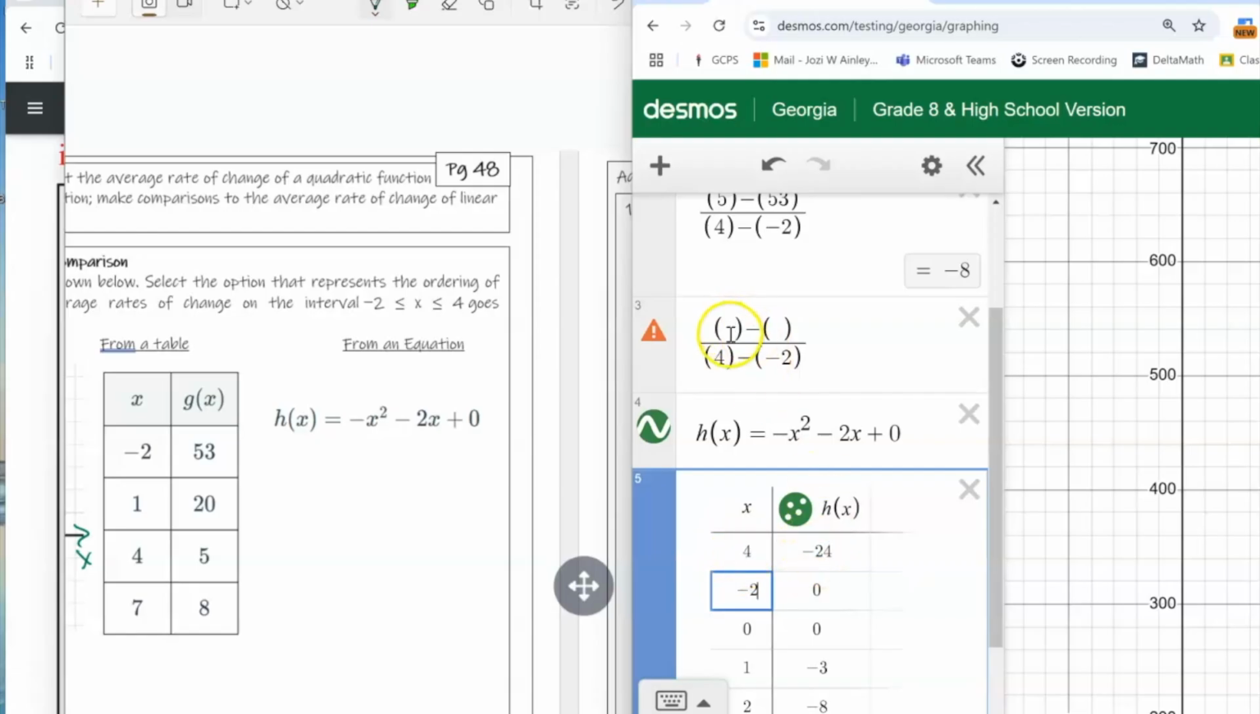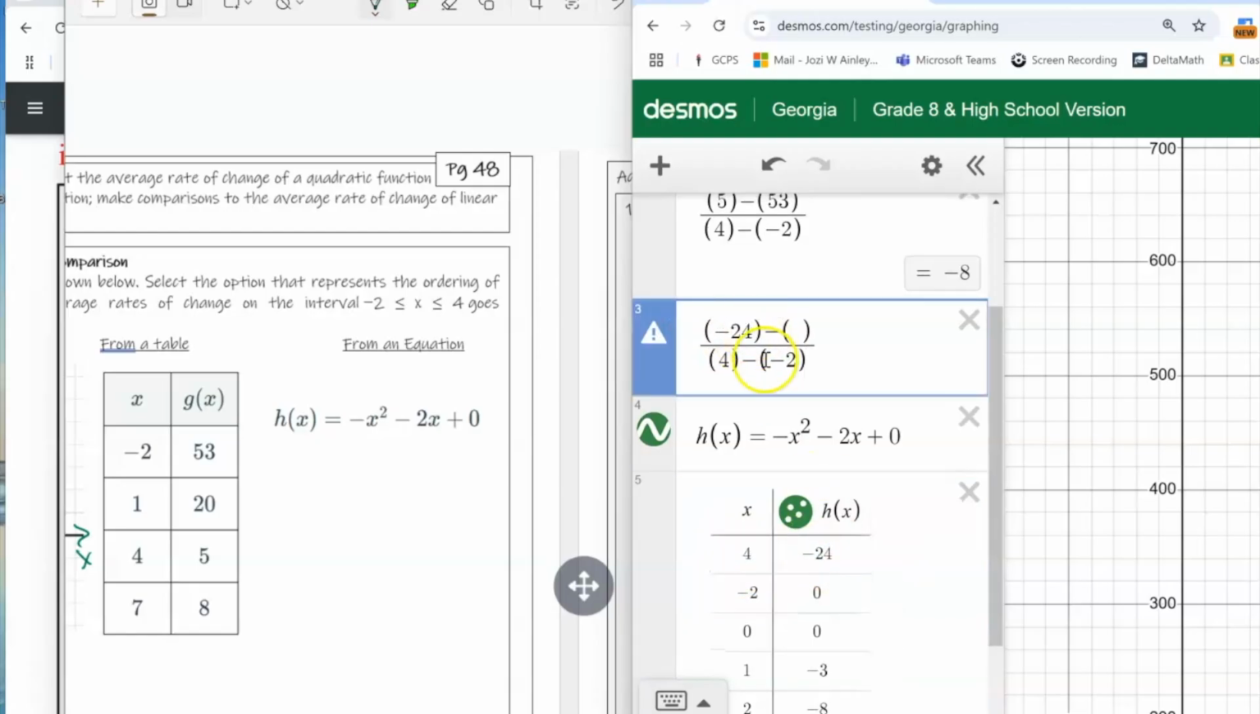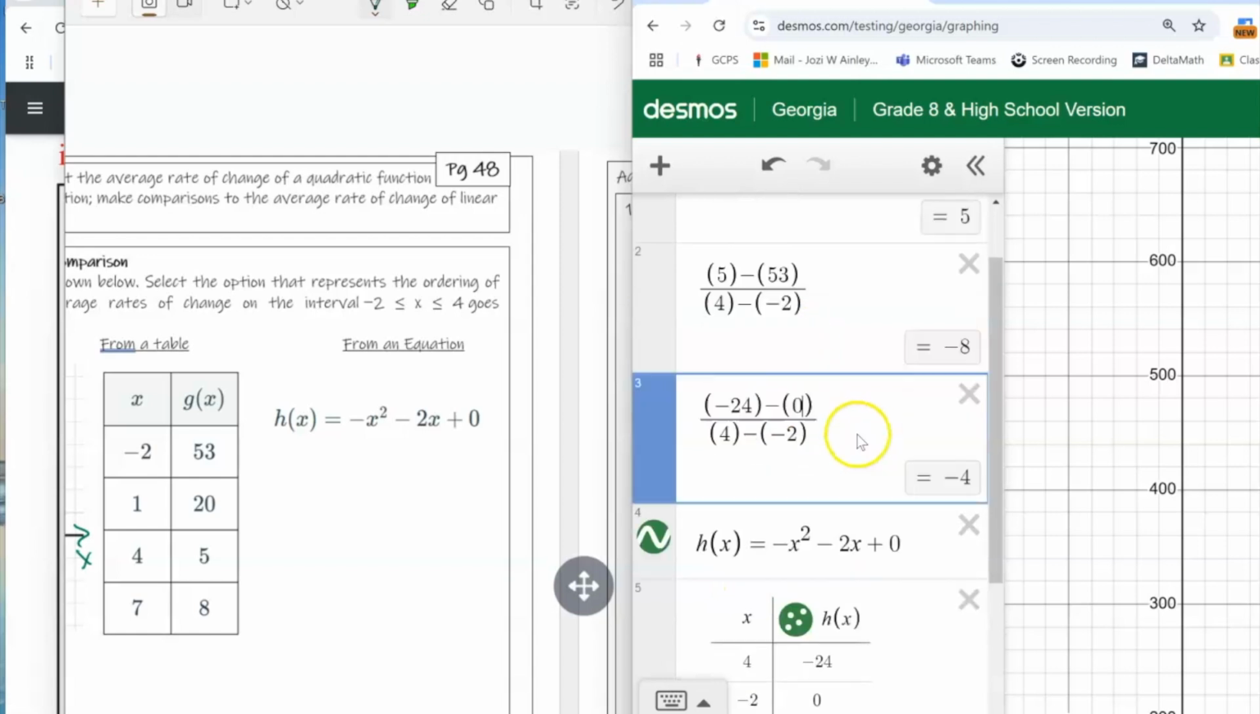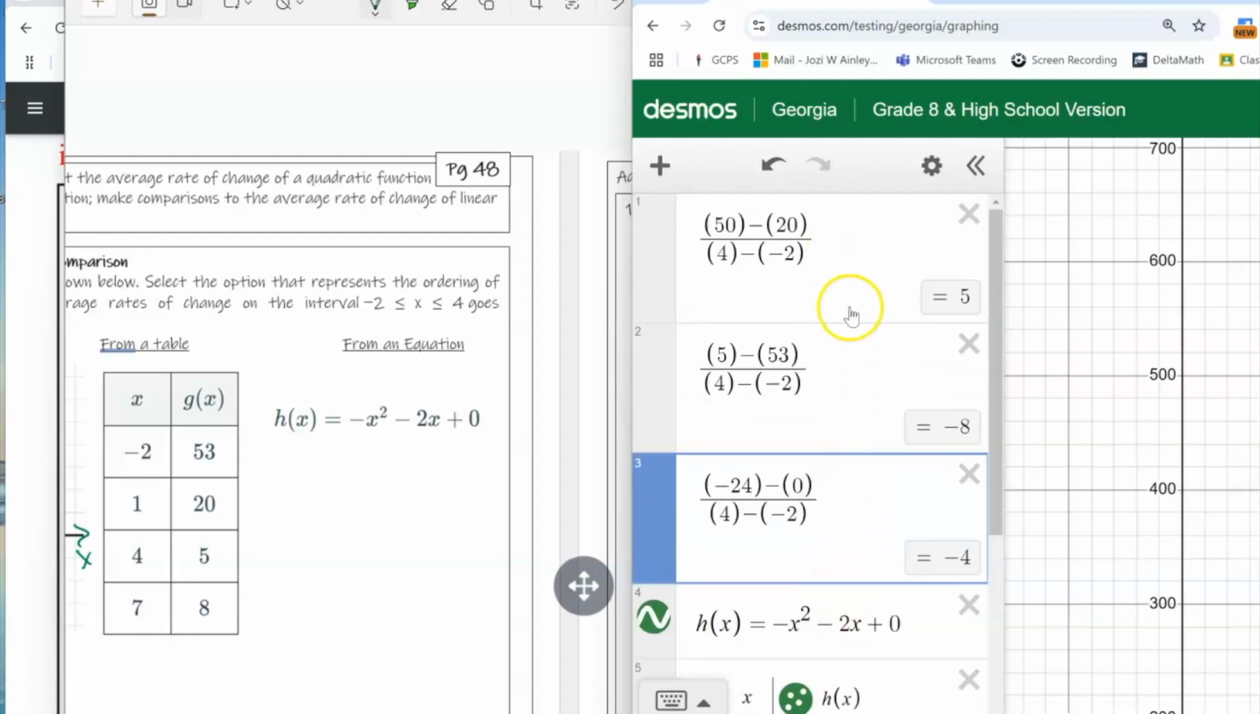4 goes with what? -24. Put it in my formula. -2 goes with what? 0. Put it in my formula. So here's my average rate of change in a row.